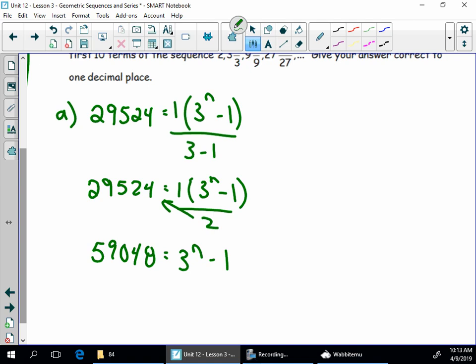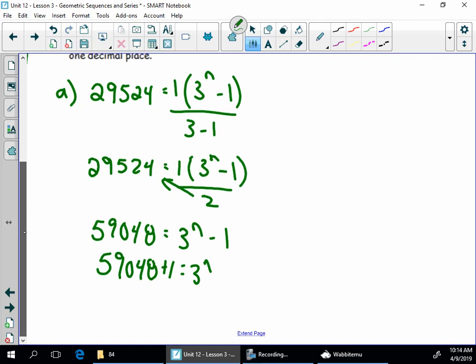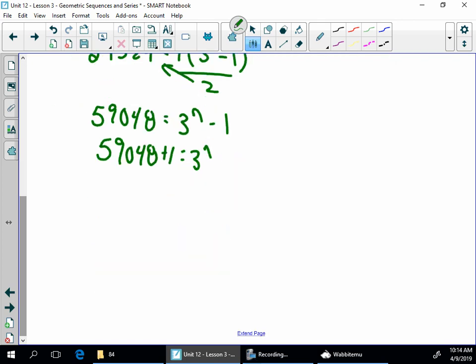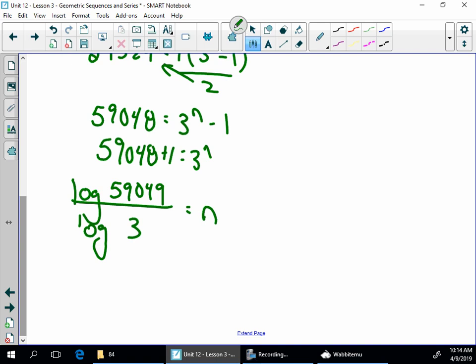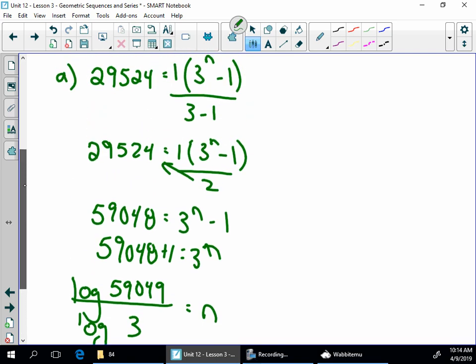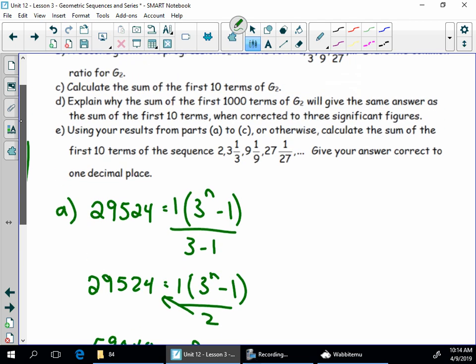I've got that beautiful equation, which if I'm using logarithms, the log of 59,049 now, divided by the log of 3 now is n. And I got n as 10. Okay, done the first one. Okay, more practice with logs or graphing calculator, your choice.